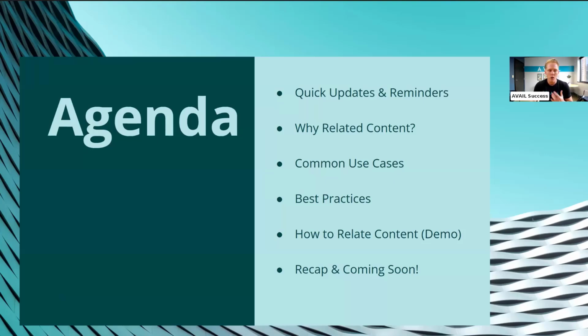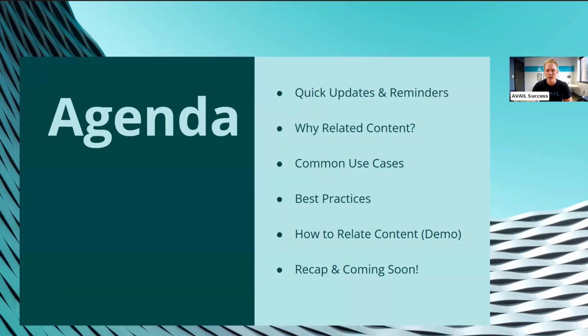This is still a relatively new feature to Avail. So we're going to talk about the problem. We always lead these things off talking about the problem. Why did we introduce this new feature? What does it hope to solve? What are the workflows and best practices around that feature as well? We're going to start off the top with some updates and reminders, just so that everyone's up to date on our latest releases, which is always helpful to know.